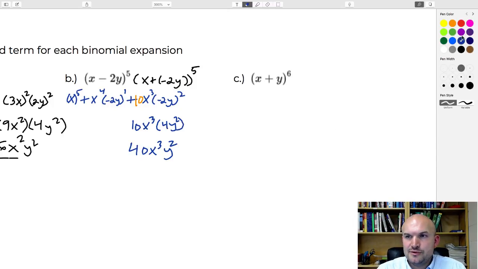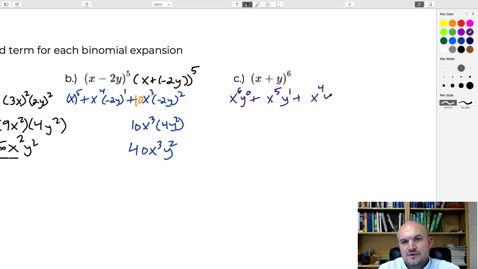So all right, let's go ahead and use purple for this one. So again, we're just looking for the third term. So this one's kind of nice because we don't really have any coefficients. So we have x to the sixth, y to the 0, plus x to the fifth, y to the first, plus x to the fourth, y squared. And you probably don't even need to write those. Hopefully, by the time you get really good at this, you can start to skip some of those steps and get right to here.